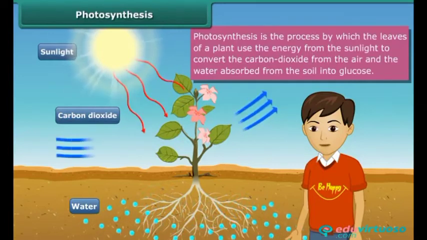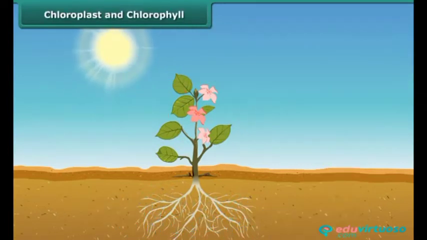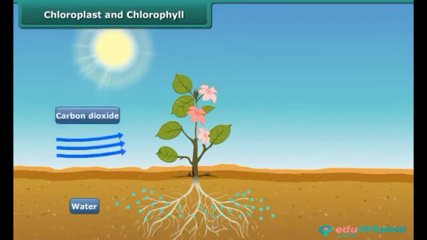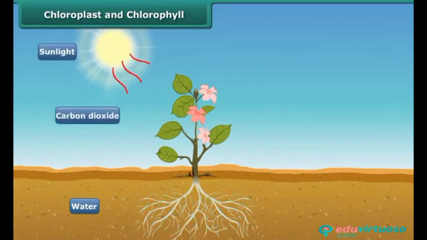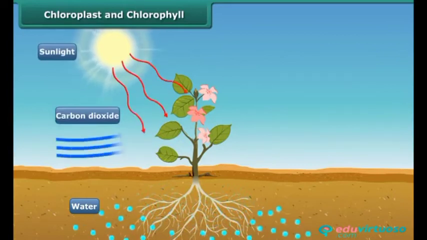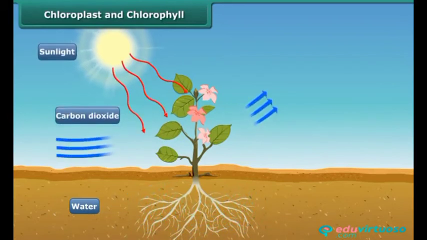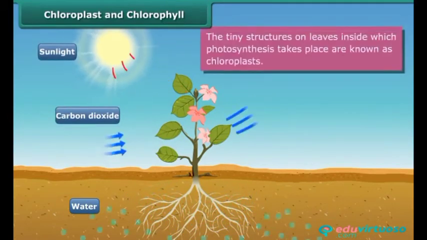So photosynthesis is the process that gives out oxygen. This oxygen we always use for respiration. So photosynthesis is the process of making food by plants, and we get oxygen as a byproduct.